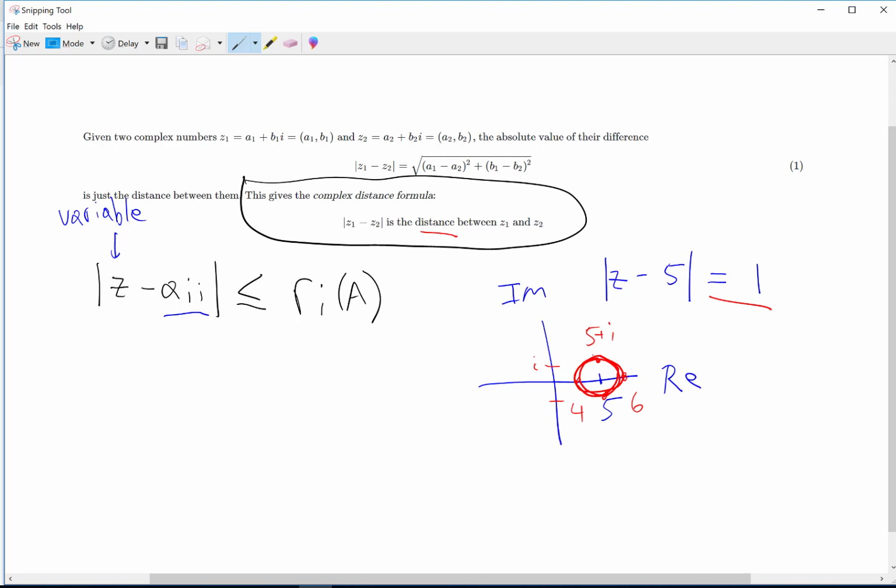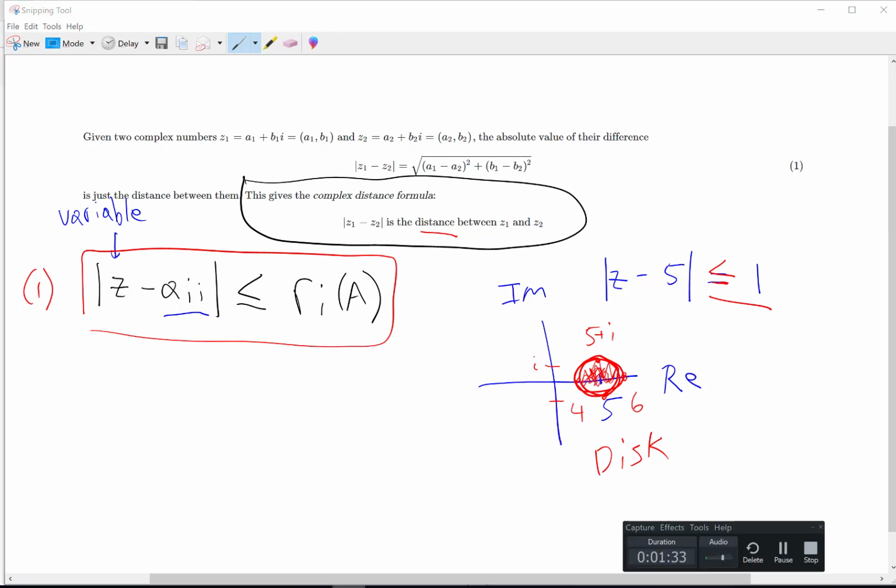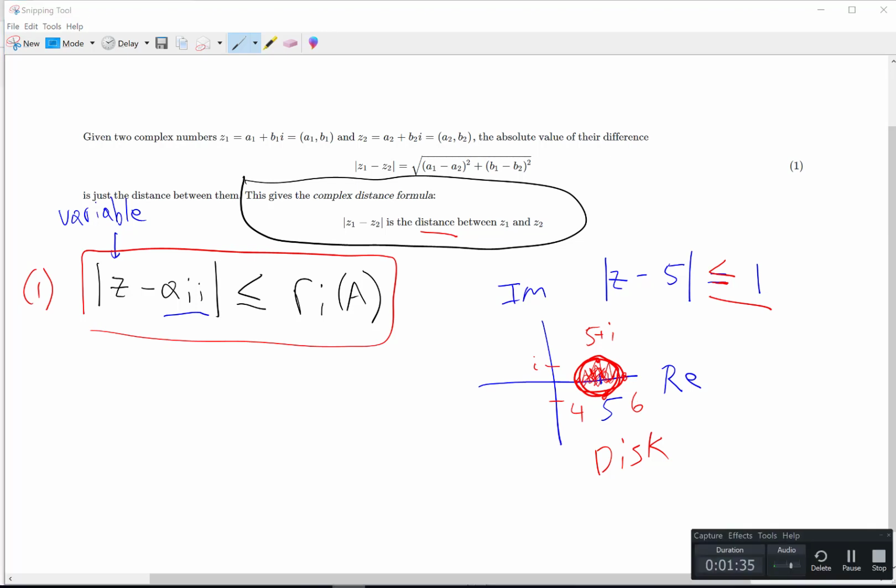But that's not what our equation 1 says. Our equation 1 on the other page says we want z minus AII to be less than or equal to that number. And so let's imagine what it would look like if it was less than or equal to 1. Well, I guess the difference is that anything in here has a distance less than or equal to 1. And so it's not just a circle, but it's a disk. And that's the point of equation 1 on the other page. Let's go back to it.